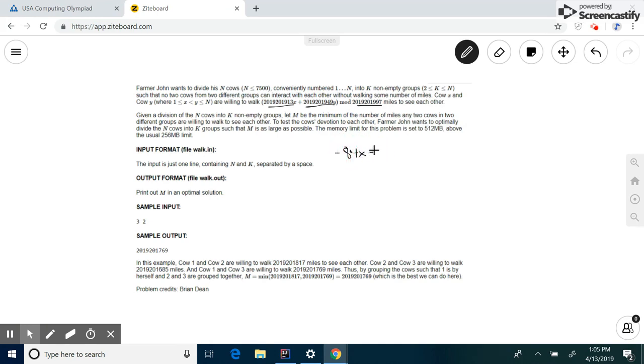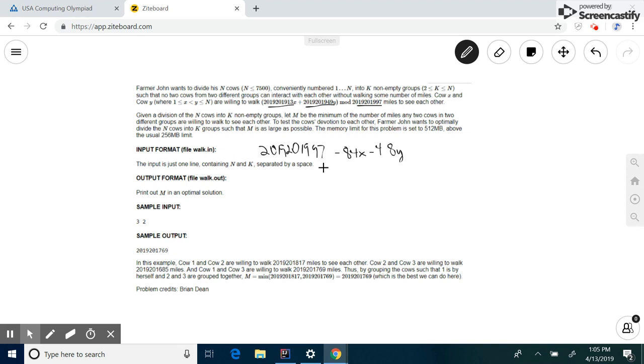Minus 48y. And we want to take this mod 2019, 2019, 97. And obviously this number would be negative, but since it's a modulo and we want it to be positive, we just take 2019, 2019, 97 and subtract it. So this ends up being our expression.